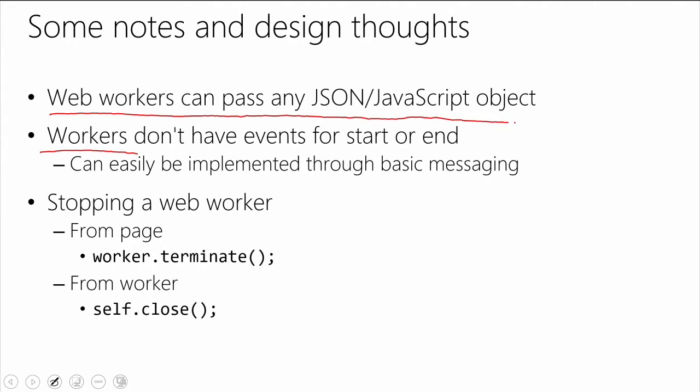The other very big thing to keep in mind is that even though in my first little demo, I just sent along a string, we also have the ability to pass along any JSON or JavaScript object. So if you want to just create the object and just send that on over, you could do that as well. And then you're also going to notice that if we want to stop the worker, from the page or from the caller, we call terminate. And from inside the worker, we call close.